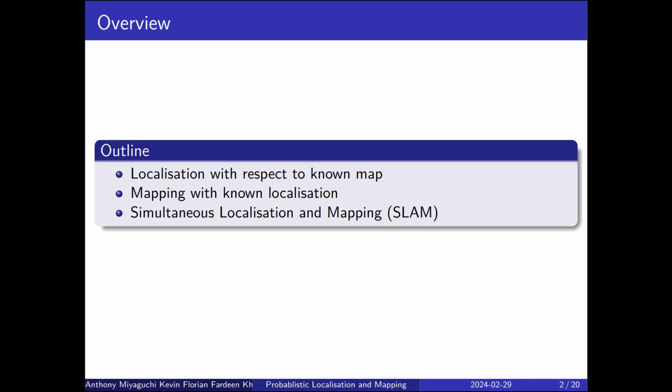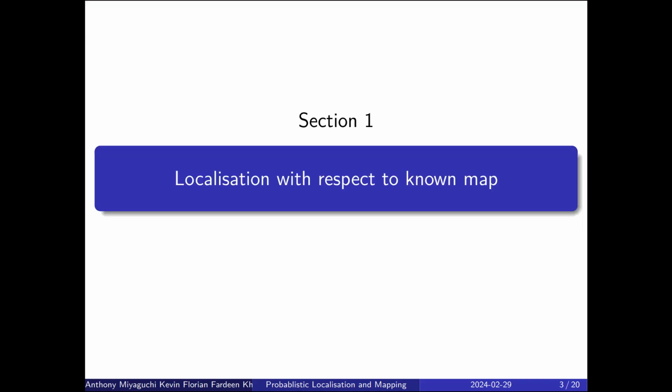SLAM is a pretty important problem for robots because this is a problem that we all solve when we go into unfamiliar environments. We get placed into a new environment, we find the landmarks in the place, and then we're able to understand where we are in relation to the world. We want robots to be able to do this because it's a milestone in autonomy. So we'll go over the first section, which is localization with respect to a known map.